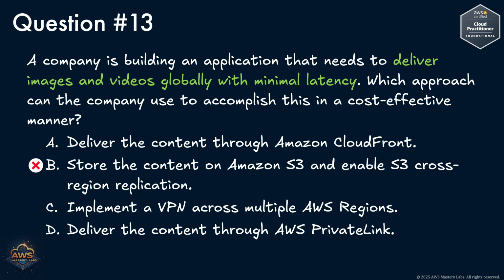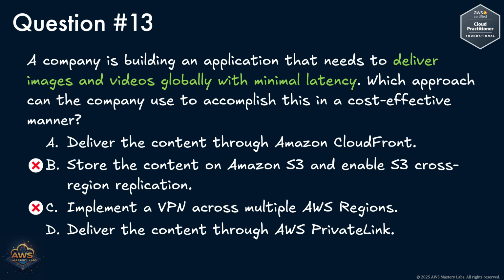Option B. Store the content on Amazon S3 and enable S3 cross-region replication. Amazon S3 is excellent for storing static content, and cross-region replication helps duplicate data across regions for durability and compliance. However, this approach doesn't inherently provide low-latency delivery to end users. You're still serving content directly from S3 endpoints, which means users far from the region will experience higher latency. Plus, replicating data increases storage costs and doesn't optimize delivery paths. Incorrect, because it is good for backup and redundancy, but not optimized for latency or cost-effective global delivery.